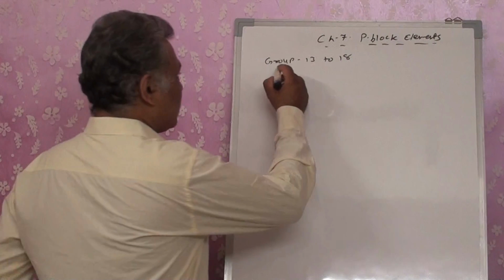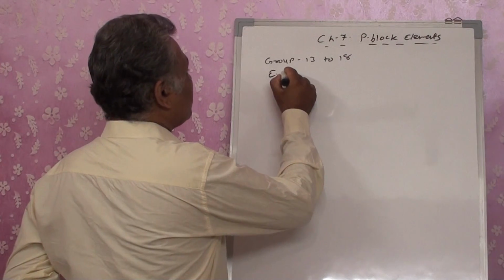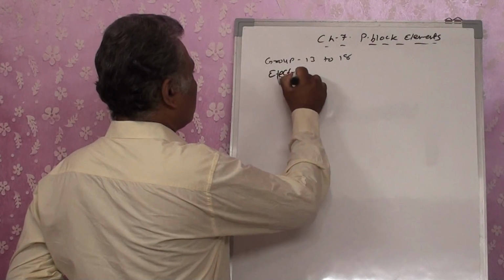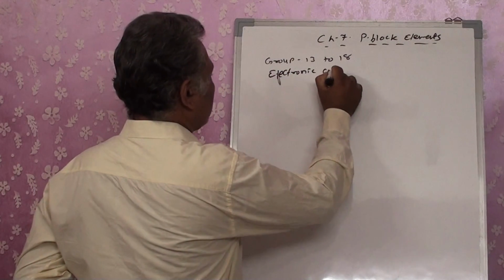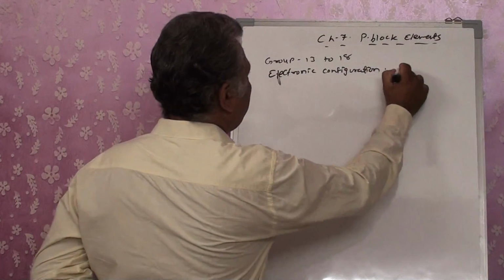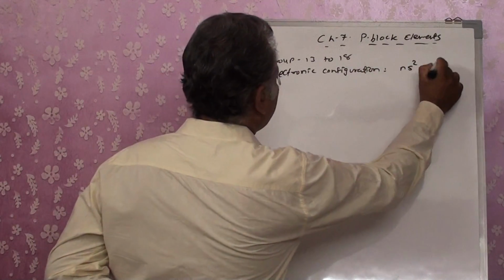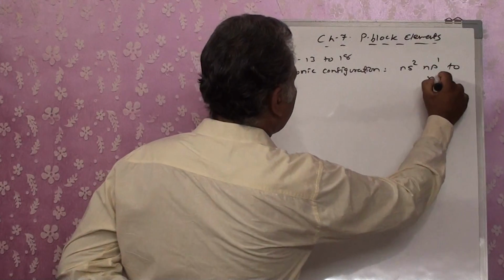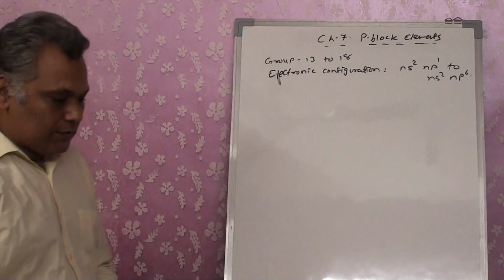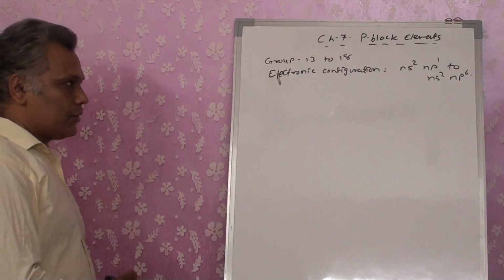13 to 18, that means their general electronic configuration we write as ns2 np1 to 6, ns2 np6. That is its general electronic configuration.